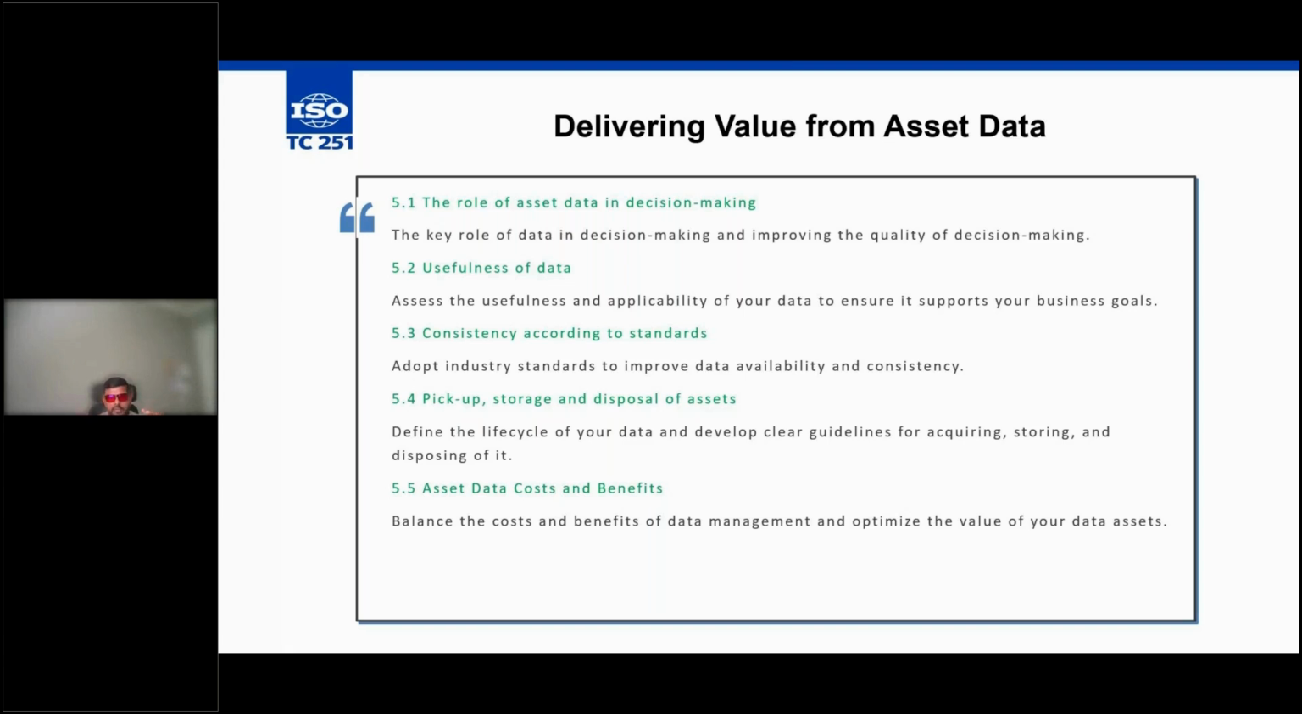Data-driven decision making is a very popular term that we throw around in asset management, and we'd like organizations to push towards using more and more data in order to make informed decisions. Data management and governance processes can also improve the usefulness of asset data. And then adopting industry standards for data can contribute to the improvement of the asset data's usefulness in the support of asset management objectives. So that's how we communicate and talk about delivering value from asset data.